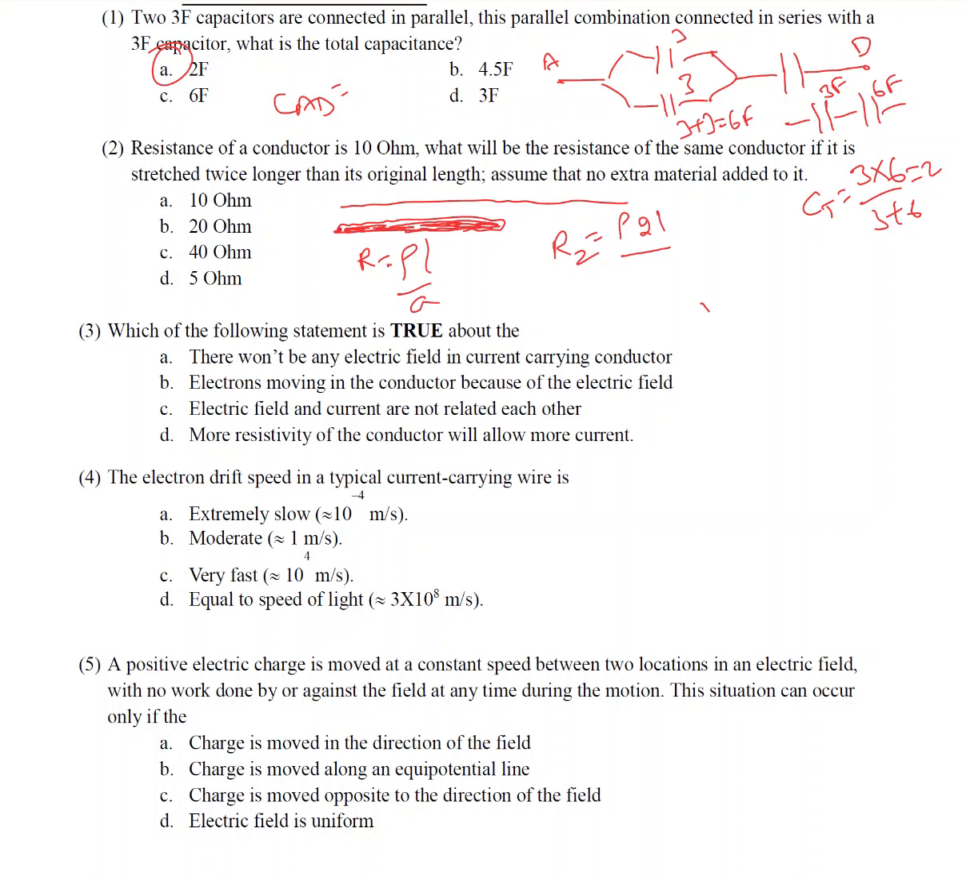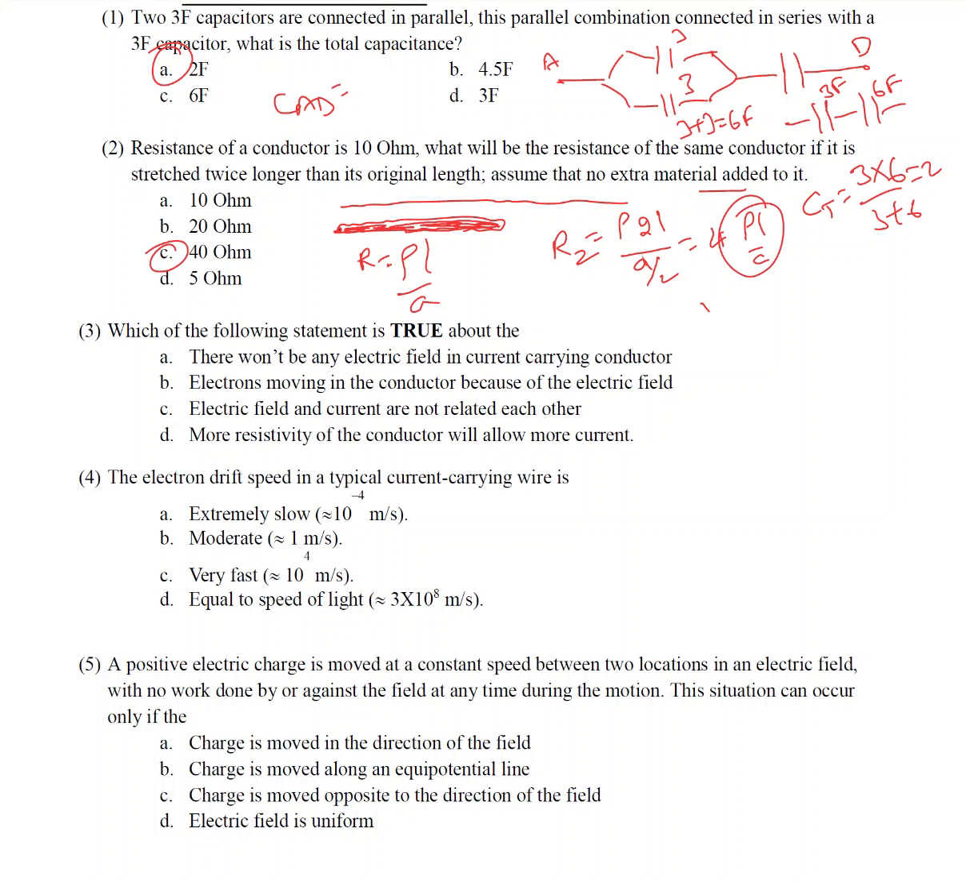Now when I stretch it, assuming no extra material is added, what happens to the area? The area is going to be half. So when we stretch any conducting material and double the length, the cross-sectional area is going to be half. So it's going to be 4 times rho L by A. So 4 times 10 is 40 ohms.